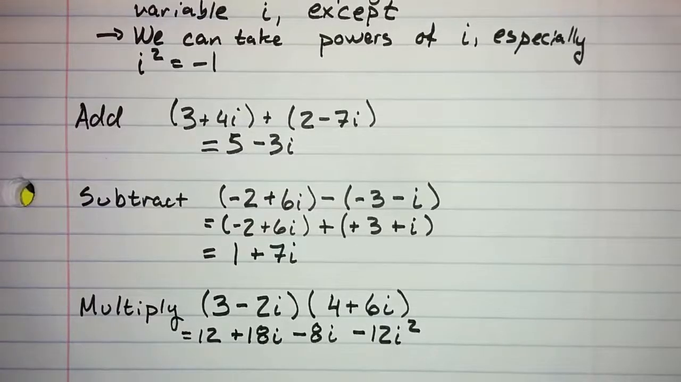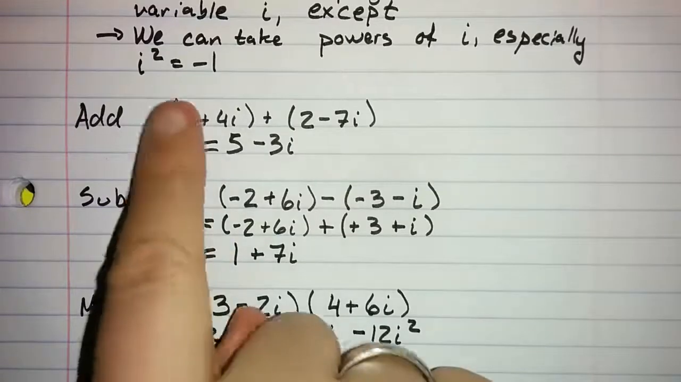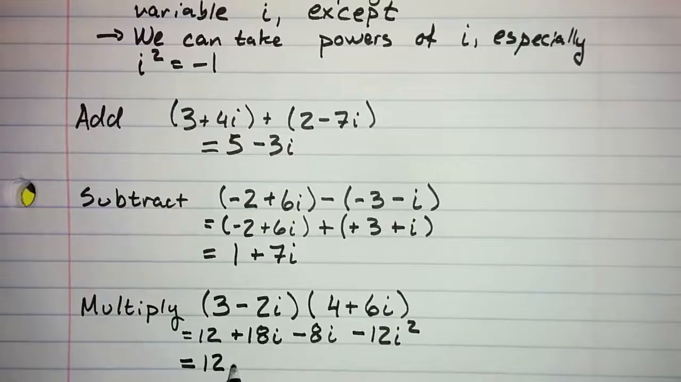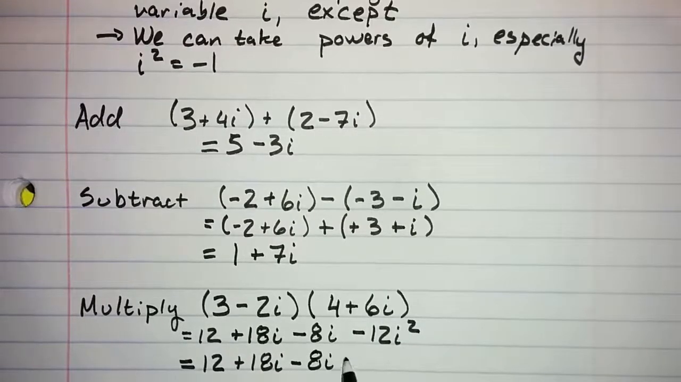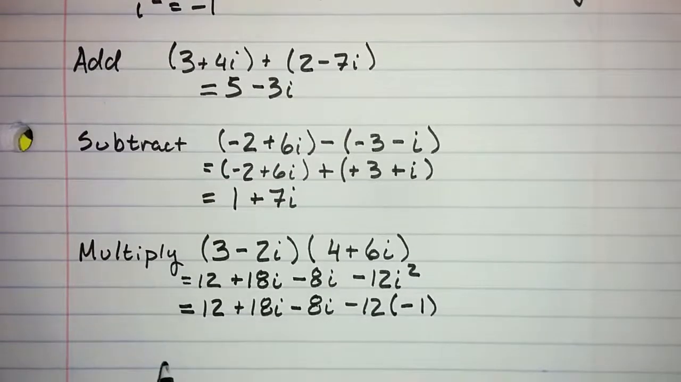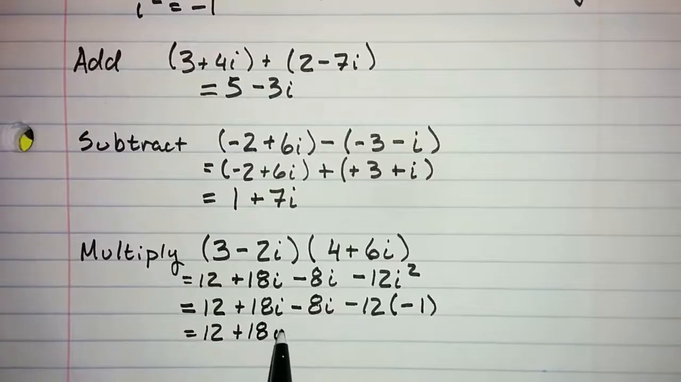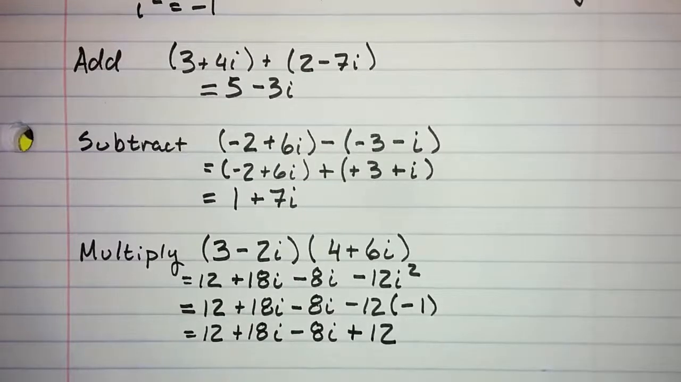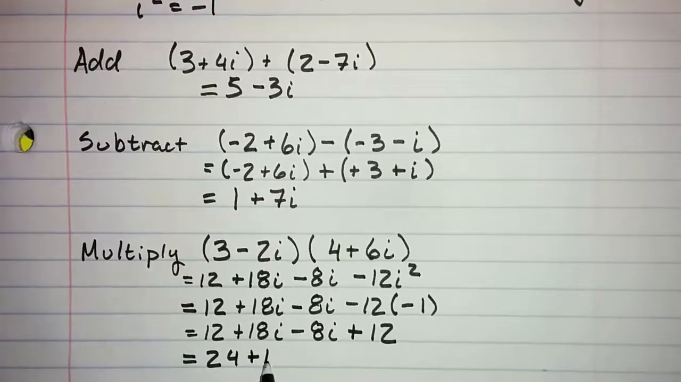But wait, we know something about i squared. We know i squared equals -1. So this is 12 plus 18i minus 8i minus 12 times -1. That is 12 plus 18i minus 8i plus 12. Okay, now I can collect like terms because I've dealt with this strangeness. 12 plus 12 is 24. 18 minus 8 is 10i.